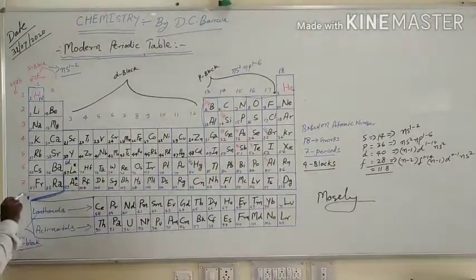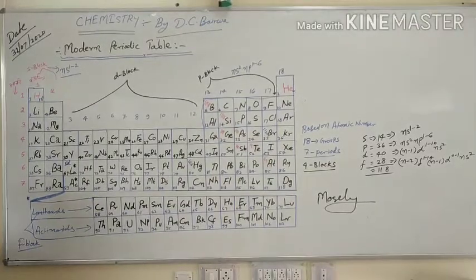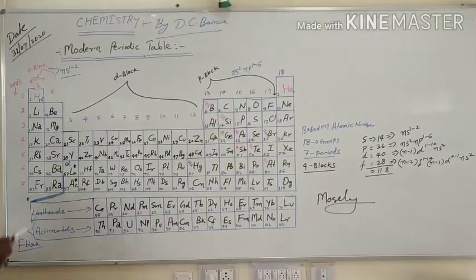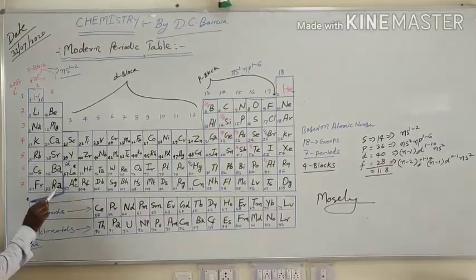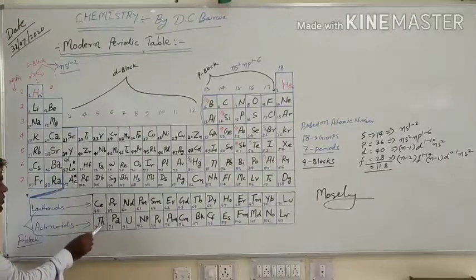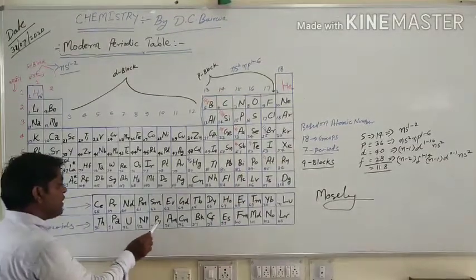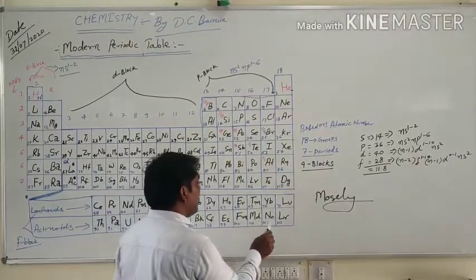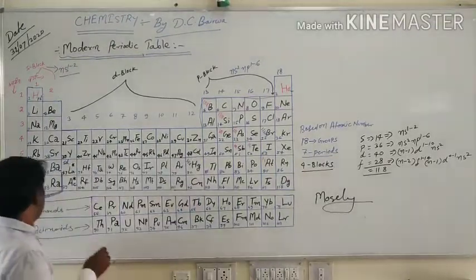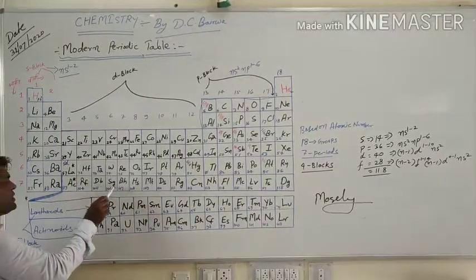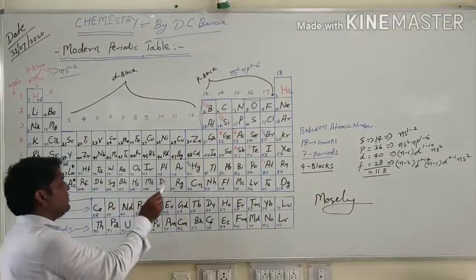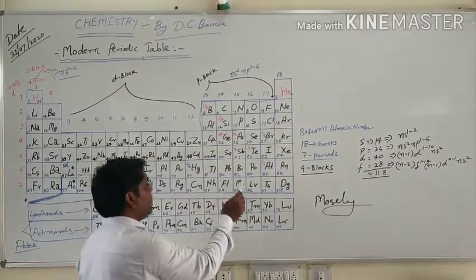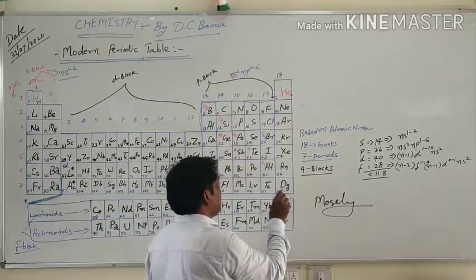In next 7 period, also 32 elements are present, from francium to oganesson: francium, radium, actinium, thorium, protactinium, uranium, neptunium, plutonium, americium, curium, berkelium, californium, einsteinium, fermium, mendelevium, nobelium, lawrencium, and rutherfordium, dubnium, seaborgium, bohrium, hassium, meitnerium, darmstadtium, roentgenium, copernicium, nihonium, flerovium, moscovium, livermorium, tennessine, oganesson.